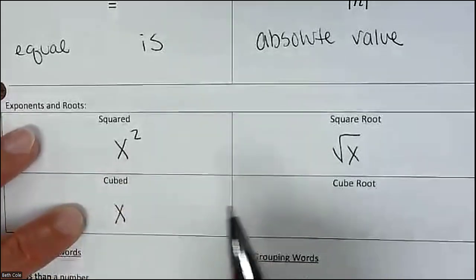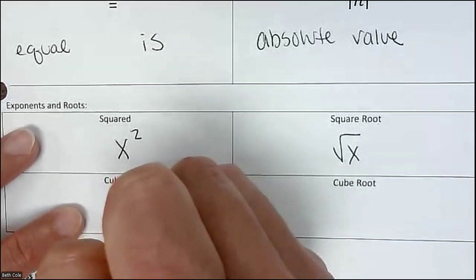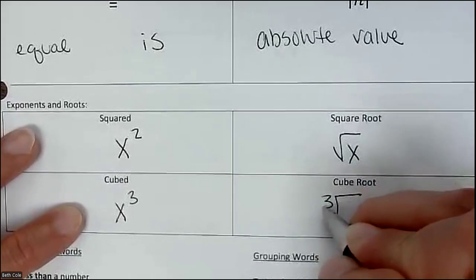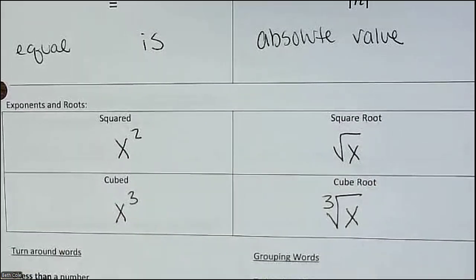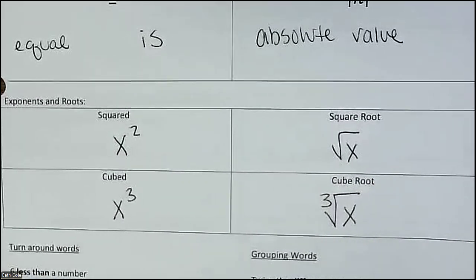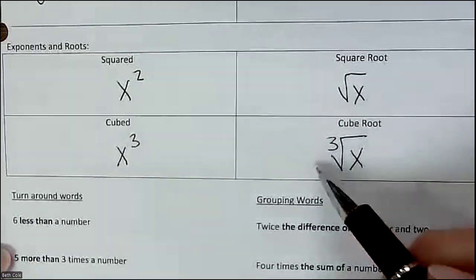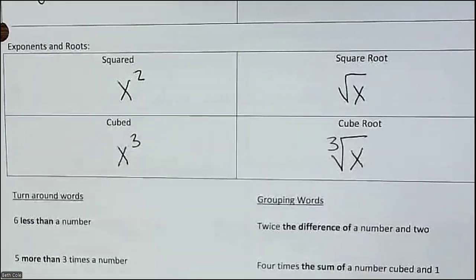Cubed is the same thing, except instead of a 2, it is a 3. And then this is your cube root. Again, you don't get that little radical symbol unless it says root. Okay, it's called a radical is what that is. Like radical, dude.